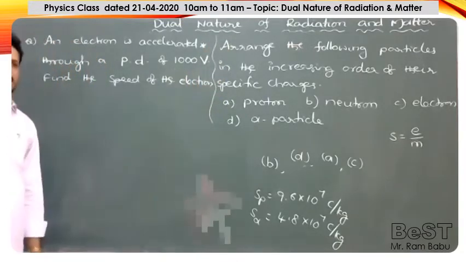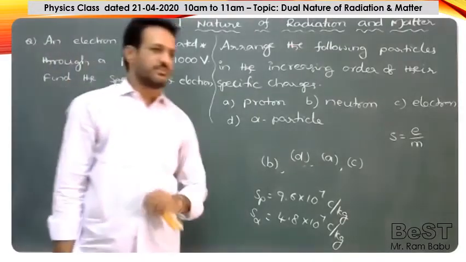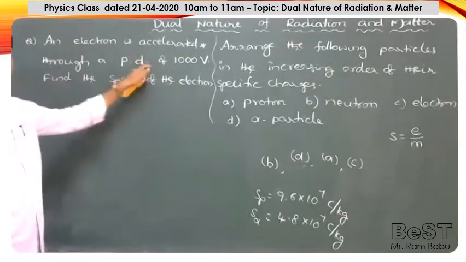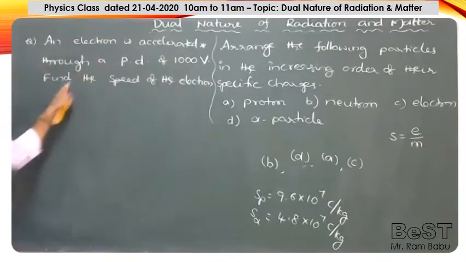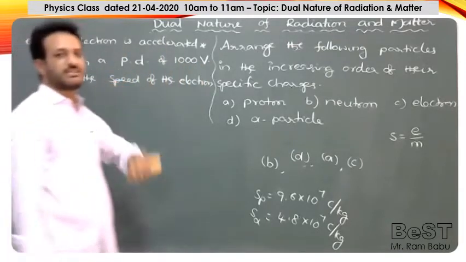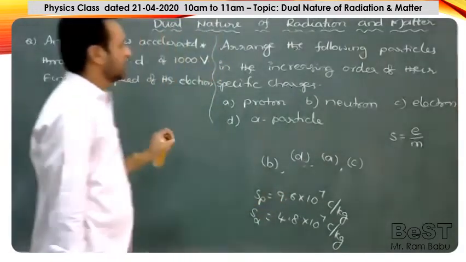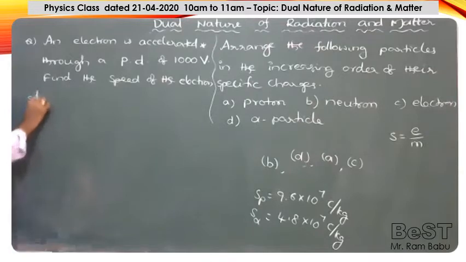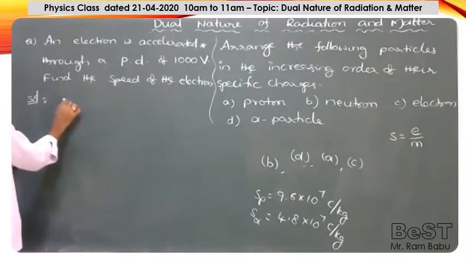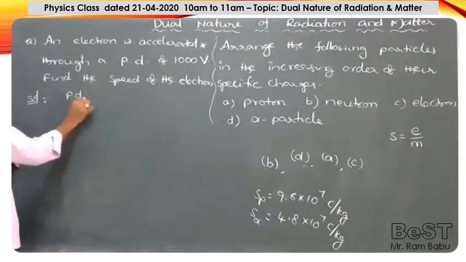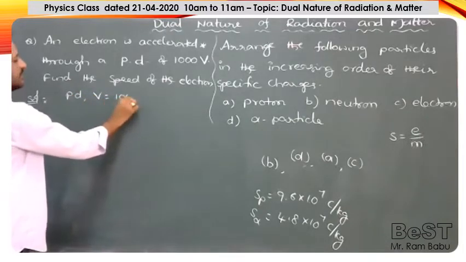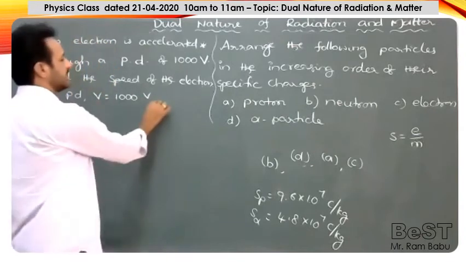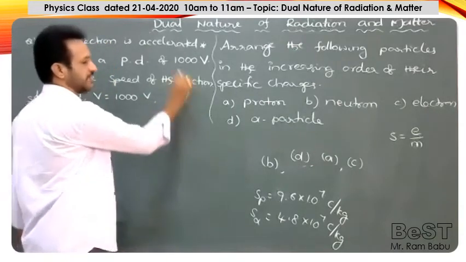Generally, you have to imagine the electron is accelerated from rest. So in the beginning the velocity of the electron is equal to 0. It is accelerated through a potential difference of 1000 volt. Then what is the speed of the electron? This question is also based on how the electron moves through a potential difference, and you can use the Thomson method. For this, given data: potential difference, you can use the symbol V, which is equal to 1000 volt. And we need to calculate the speed of the electron, small v.